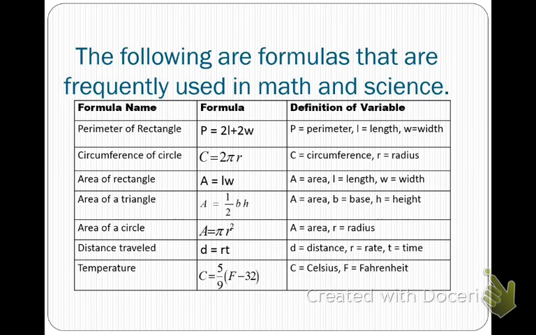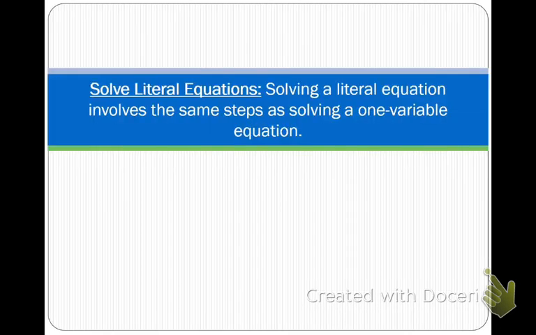What we're talking about is taking some of these formulas or any literal equation and isolating a variable that you might want to try to find the value of. Right? That's the idea behind solving literal equations. Okay? It involves the same steps as solving a one-variable equation. Right? So we're going to isolate one of the variables. Remember what isolate means. Get the variable by itself with the coefficient of 1.